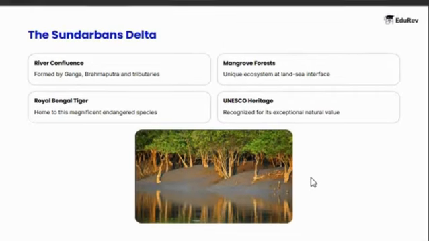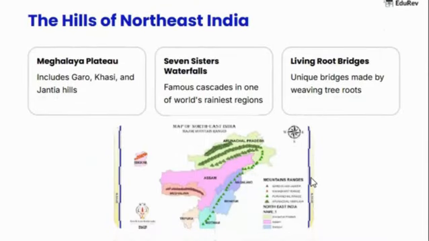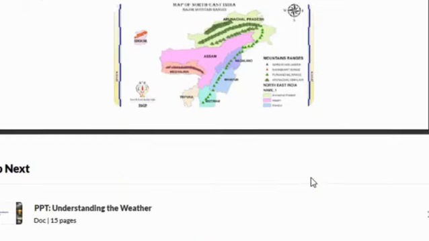Now we have the northeast India, the hills of northeast India. We have the Meghalaya Plateau, which includes Garo, Khasi and Jaintia hills, and the seven sisters of waterfalls, famous as one of the world's rainiest regions. The living root bridges are unique bridges made by weaving tree roots.